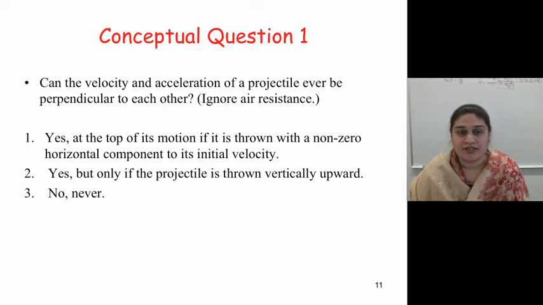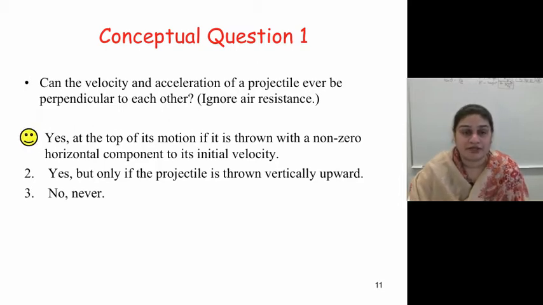1. Yes, at the top of its motion if it is thrown with a non-zero horizontal component to its initial velocity. 2. Yes, but only if the projectile is thrown vertically upwards. Or 3. No, never. The velocity and acceleration of a projectile can never be perpendicular to each other. So think about it. What should the answer be? Look at the picture that you have drawn for your projectile motion. That shall help you answer it.